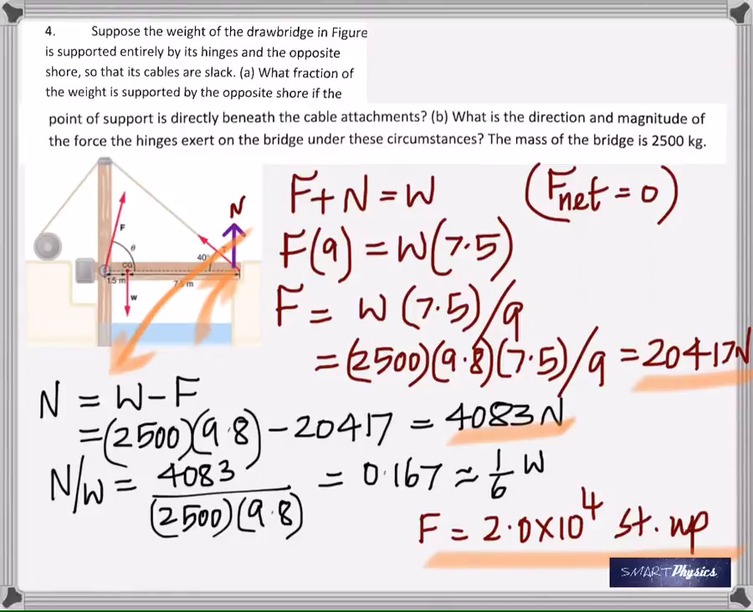And then going back to the first condition, you see that you can calculate the normal reaction. That's part B. So just plug it into that and you get it as 4,083 newtons. Since you need the ratio, you divide the normal reaction by the weight. And you get about 1/6 of the weight of the bridge.